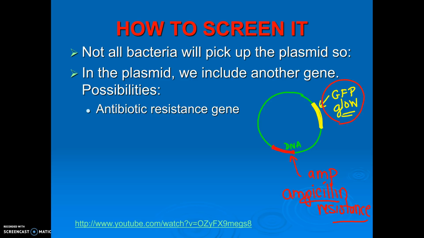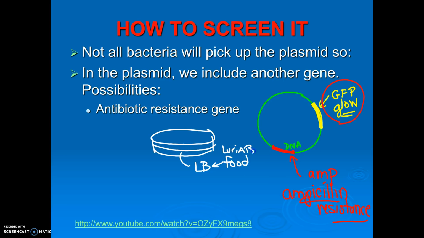So what we did is when we put the bacteria on plates, you'll notice that some of the plates that we put the bacteria on, the plates say on them LB. LB stands for Luria broth. That's the food for the bacteria. Luria broth. That's their food. Some of the plates also said AMP.